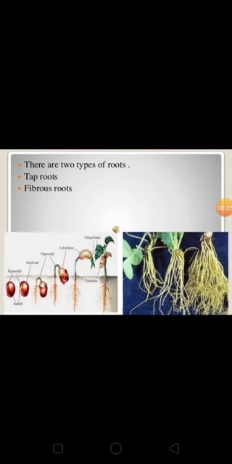Second is fibrous roots. These roots are a cluster of roots that are spread into the soil. It has no main root. Fibrous roots don't go deep into the soil. These roots are found in wheat, grass, rice, maize, etc.